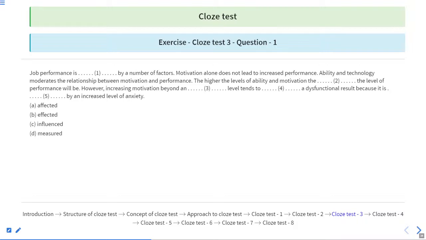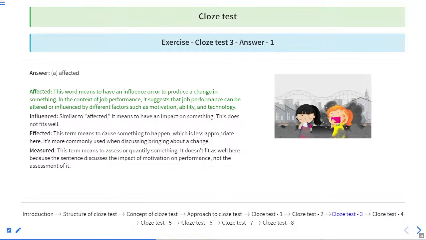So we have to fill in the first one here. Job performance is dashed by a number of factors. This particular paragraph as a whole is talking about job performance. It is talking about motivation and performance. It is talking about increasing motivation beyond a certain level leading to a level of anxiety. So we have to fit in a word here in place of one. Which particular word would fit in? If it was, let us say, affected. Job performance is affected by a number of factors. It would actually fit in. Let us look at the answers. Affected is the right one.